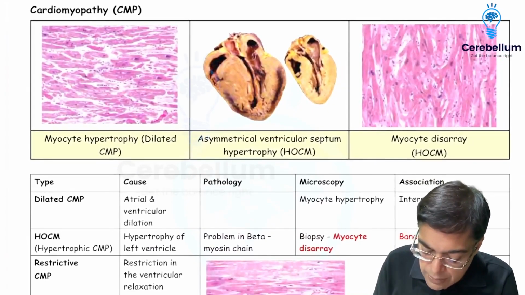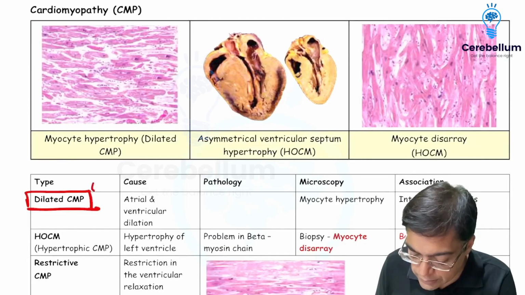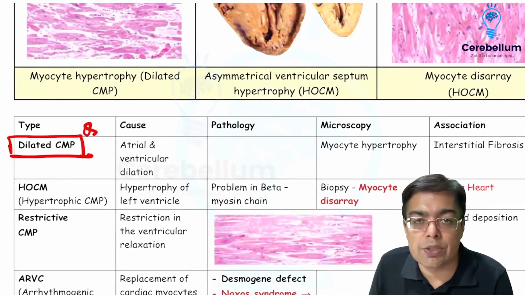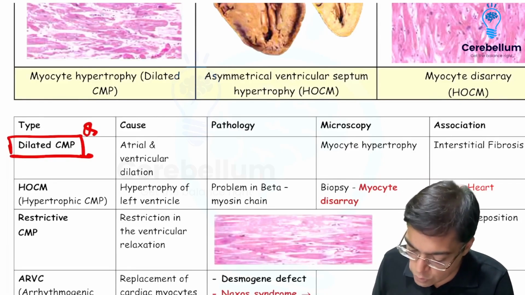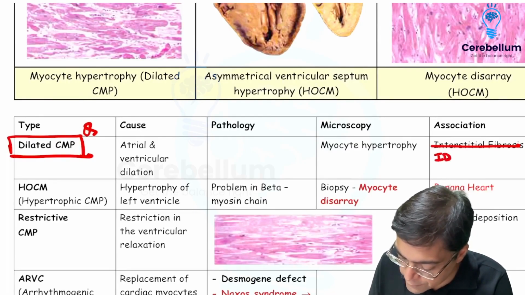The cardiomyopathies can be of several types. The first example of a cardiomyopathy that I would like you to be familiar with is dilated cardiomyopathy. Dilated cardiomyopathy means there is a dilatation, an increase in size of the atria and the ventricular cavity. And this is a condition associated with multiple risk factors. One is that patients can have severe iron deficiency anemia.